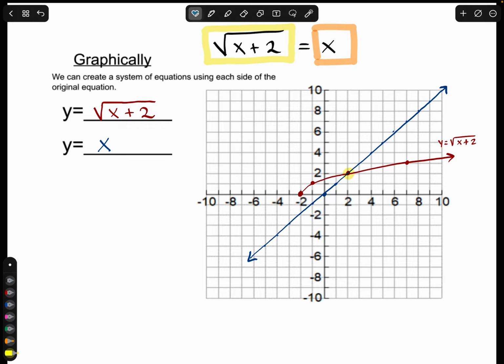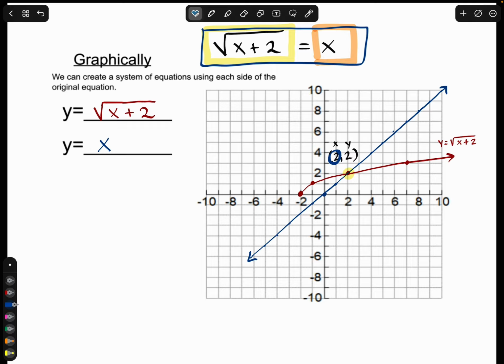Now, one thing you'll notice here is we have one intersection point, and that intersection point is the point (2, 2). That means that our input was 2 and our output was 2. When we go back to our original problem at the top, it is an equation, and we're looking for what input value makes it true. So in this case, our solution is actually the x-coordinate, even though they're the same thing.